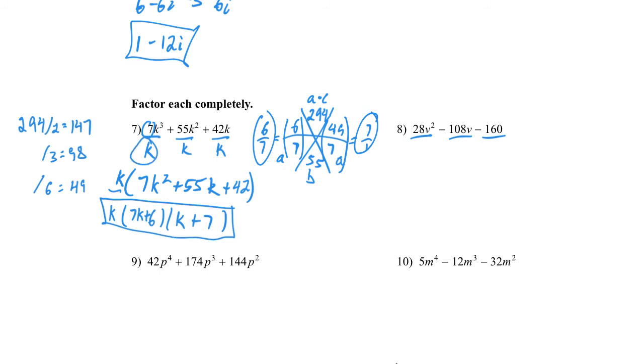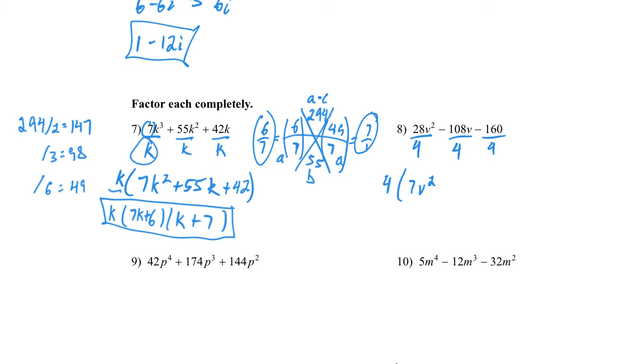So in number 8, 28, 108, and 160, I know they can all be divided by 4, and I'm guessing that it's not going to divide by 28. But check and see, no it doesn't, so then divide them all by 4. That's your common factor. So the greatest common factor, you always want to pull that out first, and the result is going inside the parentheses.